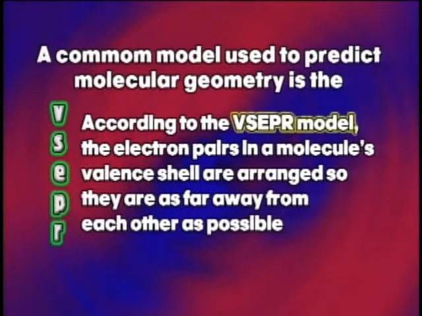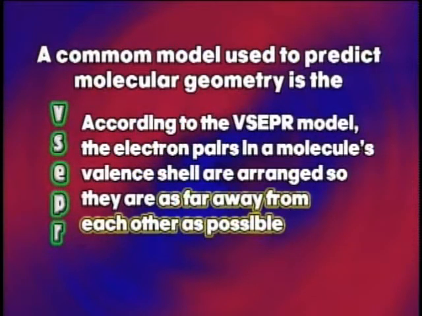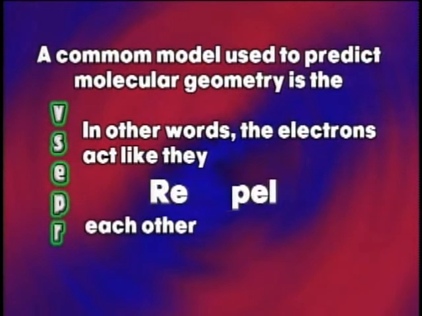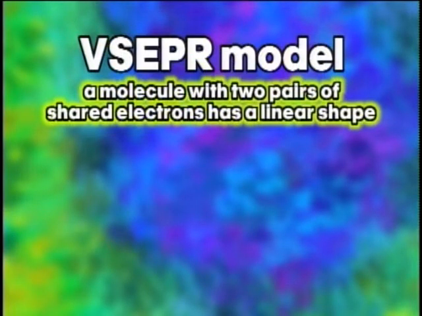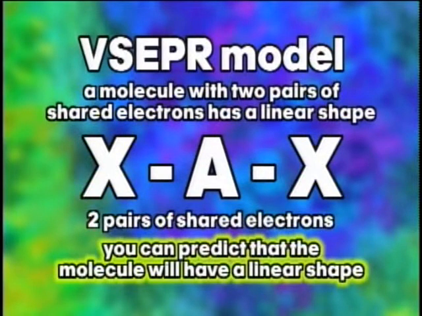According to the VSEPR model, the electron pairs in a molecule's valence shell are arranged so that they're as far away from each other as possible. In other words, the electrons act like they repel each other. Whenever you're trying to predict molecular geometry, be sure to VESPER. The VSEPR model says that a molecule with two pairs of shared electrons has a linear shape. Using the VSEPR theory, if you know that a molecule has two pairs of shared electrons, you can predict that the molecule will have a linear shape.